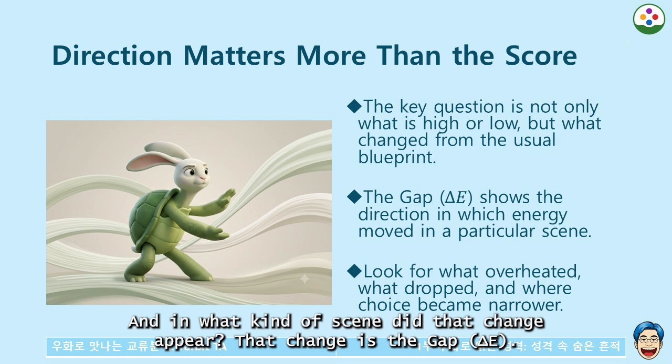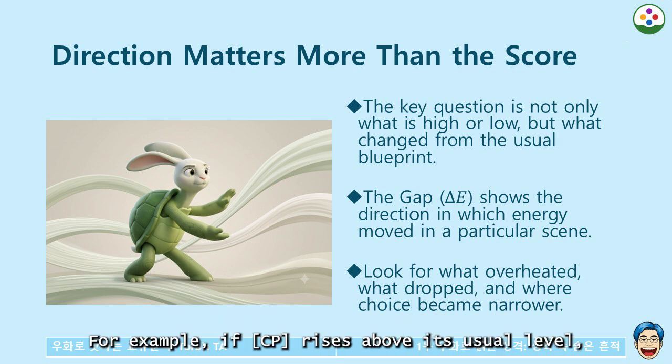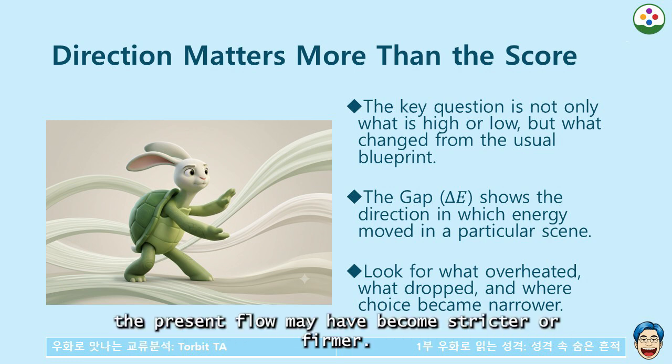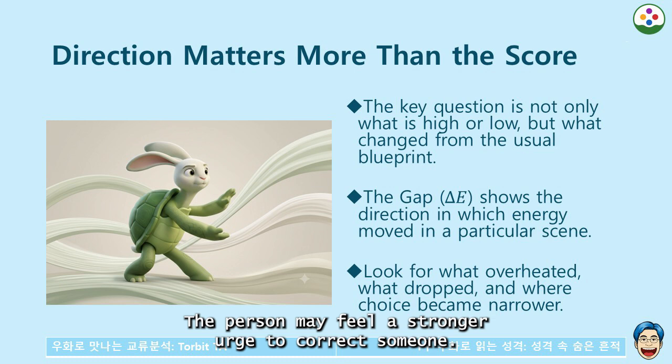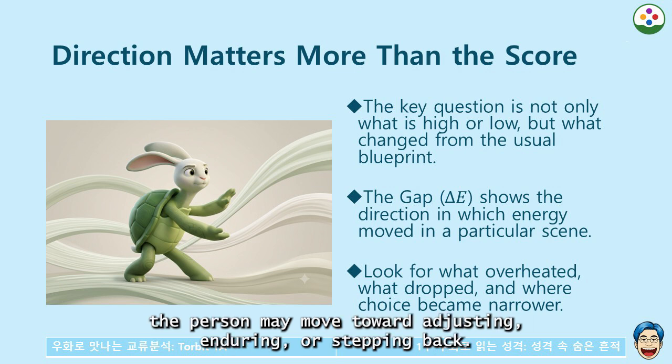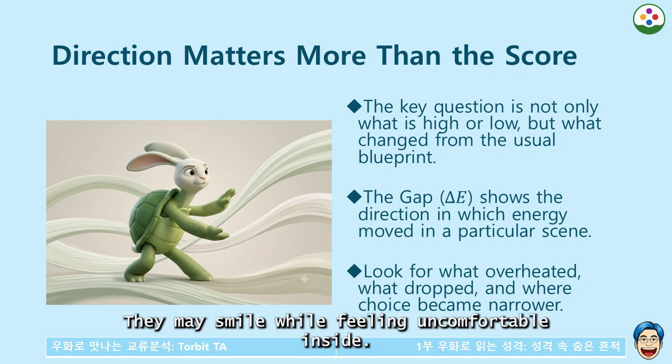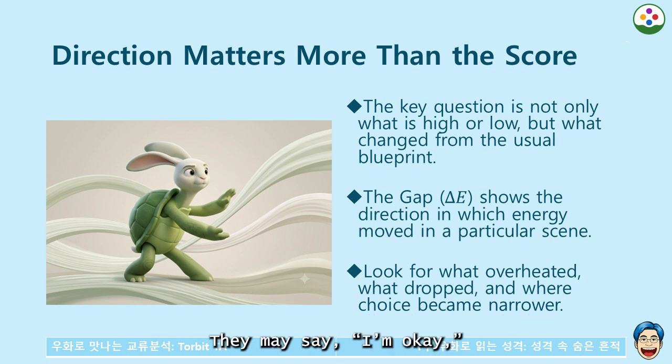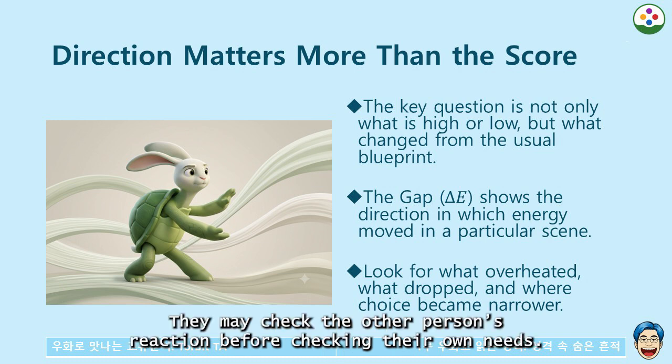That changes the gap. For example, if CP rises above its usual level, the present flow may have become stricter or firmer. The person may feel a stronger urge to correct someone. Their tone may become rigid. Their expression may become more decisive. If AC rises far above its usual level, the person may move toward adjusting, enduring, or stepping back. They may smile while feeling uncomfortable inside. They may say, I'm okay, even when they are not. They may check the other person's reaction before checking their own needs.